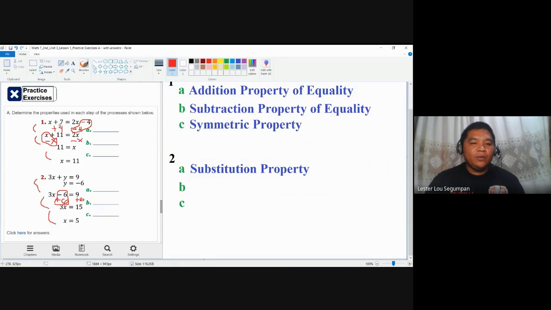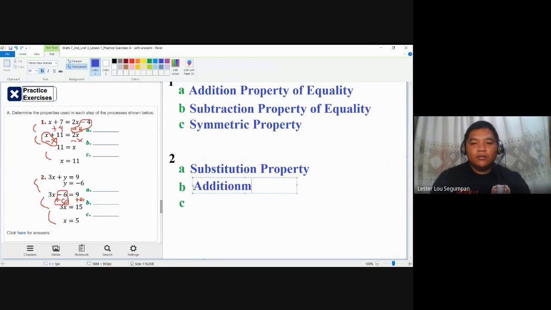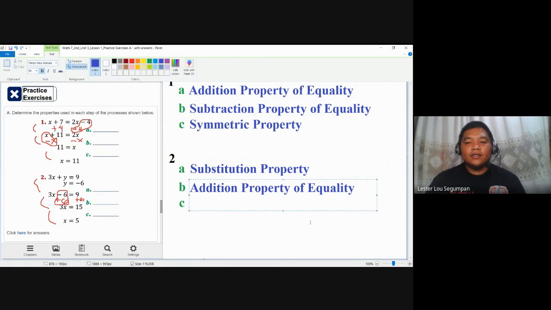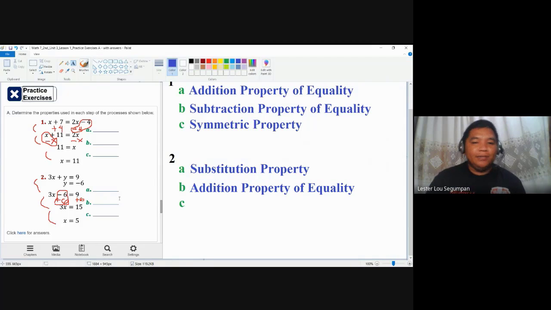Similar to number one, we have that property. This is covered by the addition property of equality. Take note that I am emphasizing equality, okay? Because we also have the addition property and subtraction property for inequality soon in the third grading. That's what happened for letter B.